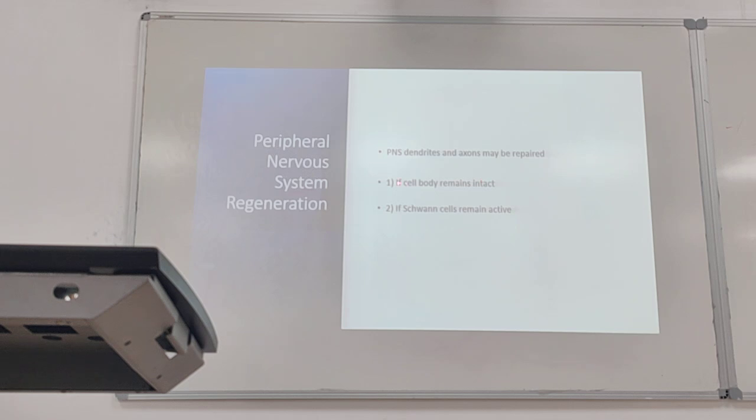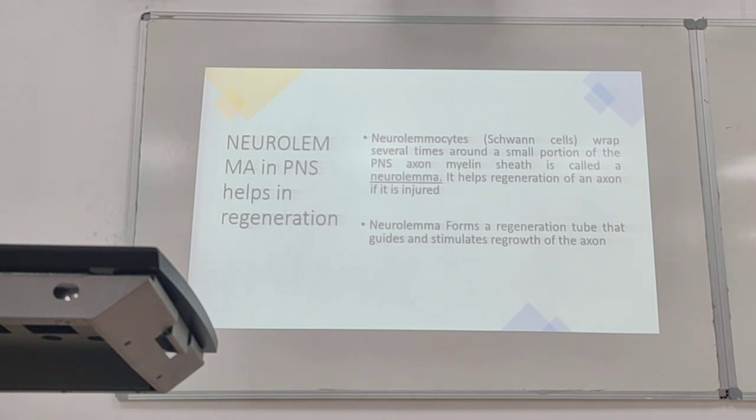But what is the rule? The Schwann cells should be alive. If the Schwann cell dies, the neuron will never repair. The Schwann cell is the one giving the coat. Now the neurolemma is half split over here. Neurolemma is made by the Schwann cells, which wrap several times around a small part of the neuron. If it is injured, there is a chance of regeneration.